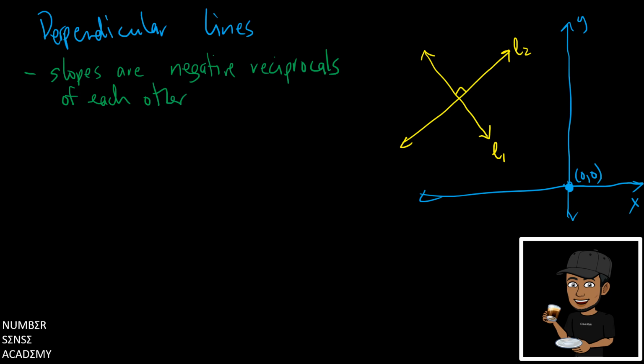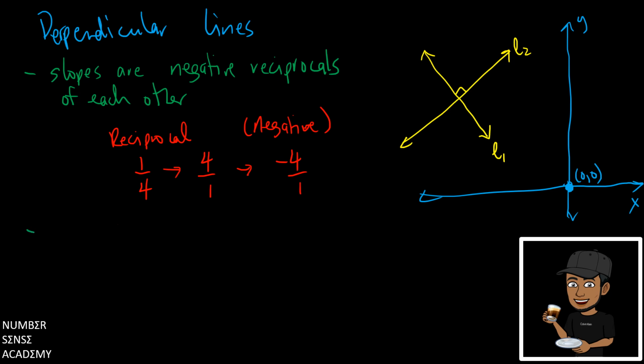What do I mean by negative reciprocal? Well, a reciprocal, if I have 1 over 4, then the reciprocal of 1 over 4, I'm just going to flip 1 over 4 and I get 4 over 1. Okay? The negative reciprocal is now I just make the reciprocal negative. So the negative reciprocal is negative 4 over 1. So the negative reciprocal is that you flip it and then make it negative. And that's the relationship between the slopes.